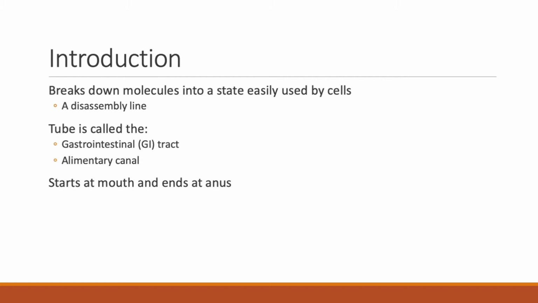The introduction: the digestive system breaks down molecules into a state easily used by cells. It's like an assembly line. The tube is called the GI tract or the gastrointestinal tract, and then the alimentary canal. It starts at the mouth and it ends at the anus.